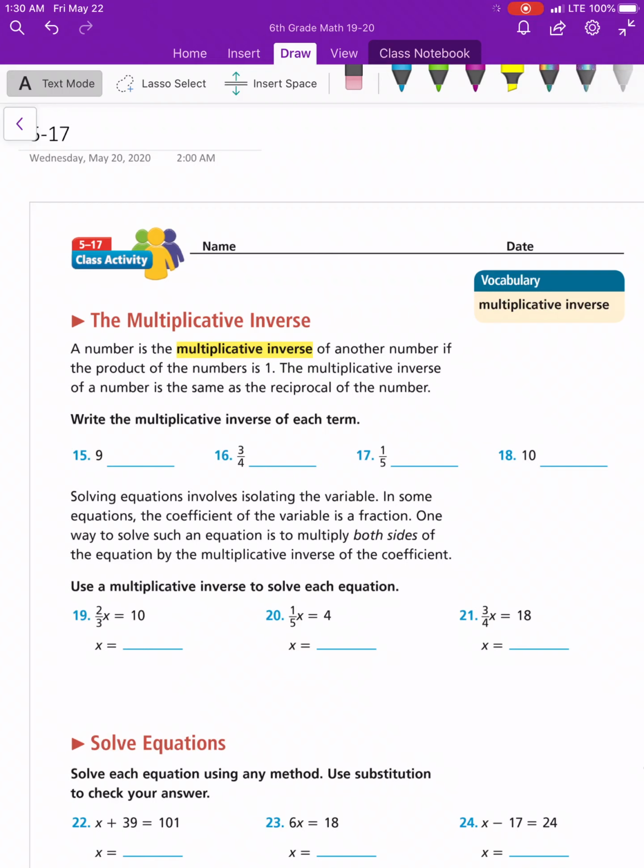Hey guys, sorry I'm getting this video to you so late. I kind of thought I already did this, but I guess I didn't. So here we go, multiplicative inverse.